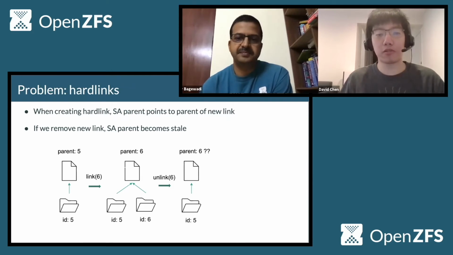So now when you remove the hard link in directory 6, because the parent ID stored on the dnode is still 6, it basically can't figure out the real parent now.